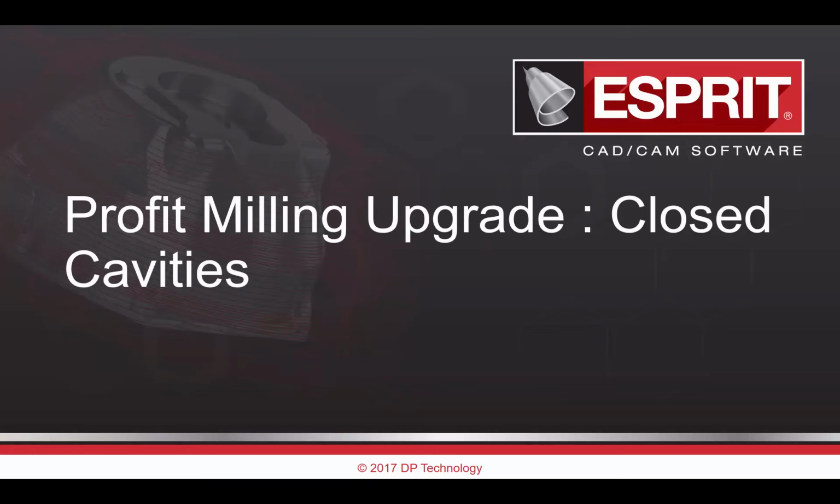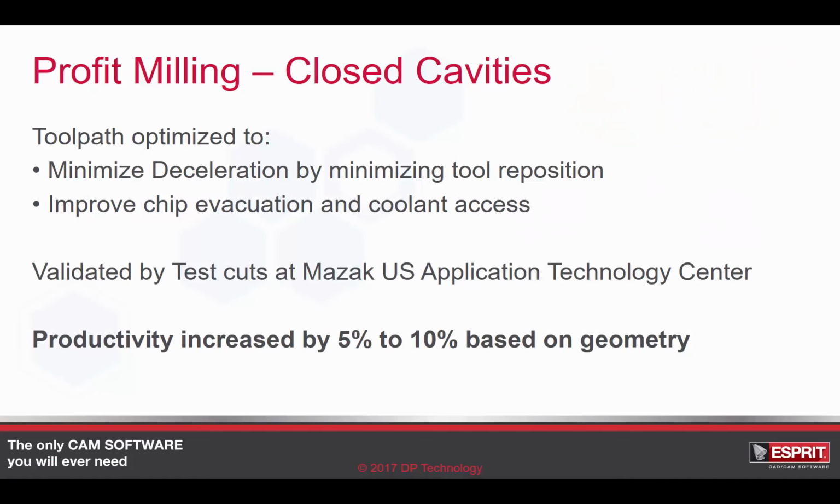Thanks for joining. Today we're going to talk about the profit milling upgrade that was made to closed cavities. So we optimized the profit milling toolpath to minimize the deceleration as well as improve the chip evacuation and coolant access.